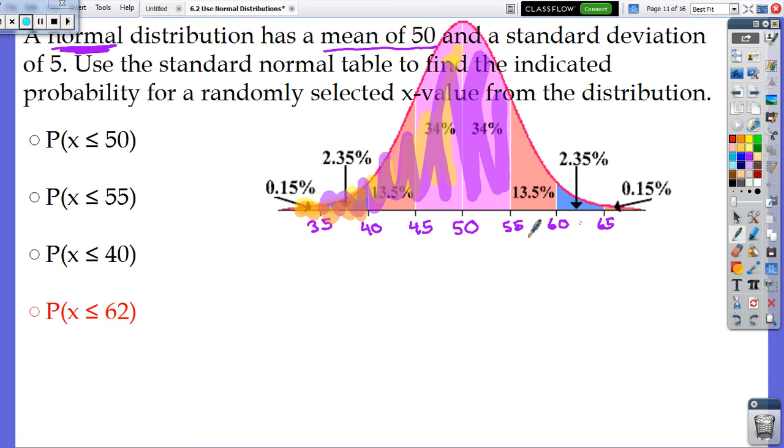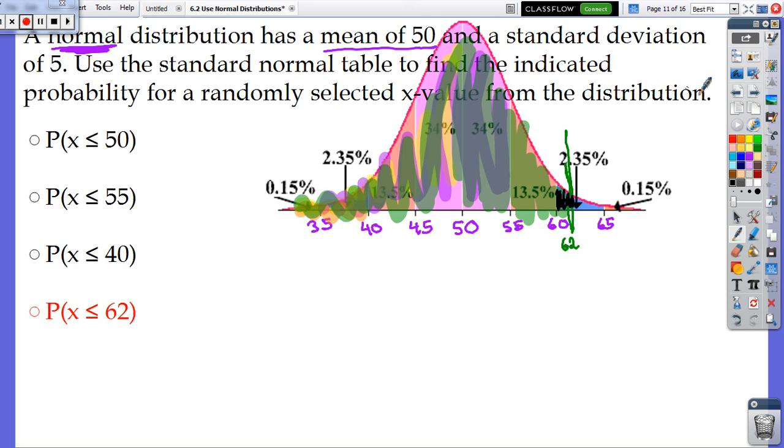So that was easy. But what happens when we get to something like 62? Where does 62 fall on this graph? Well, it would be somewhere like here, right? That would be about 62. And so if we want to talk about less than or equal to 62, that would be all this right here. Well, that's fine, but how in the world do we figure out what this is? We know from here over, but this little piece right here, we have no way to figure out.